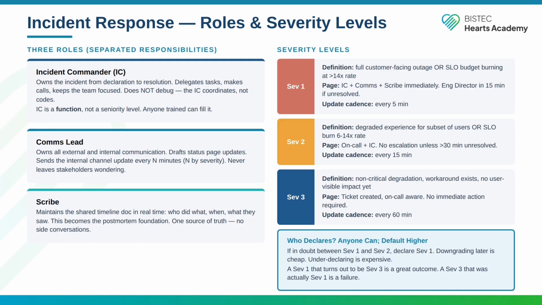Severity levels govern paging behavior. Severity 1 means customer-facing impact, page immediately, full response. Severity 2 means partial degradation, page within 15 minutes, investigate. Severity 3 is internal or minor impact, next business hours, log and monitor. The declaration threshold should bias to higher severity. If you're unsure whether it's severity 1 or 2, declare severity 1. You can always de-escalate. Under-declaring as severity 2 instead of severity 1 delays the response.